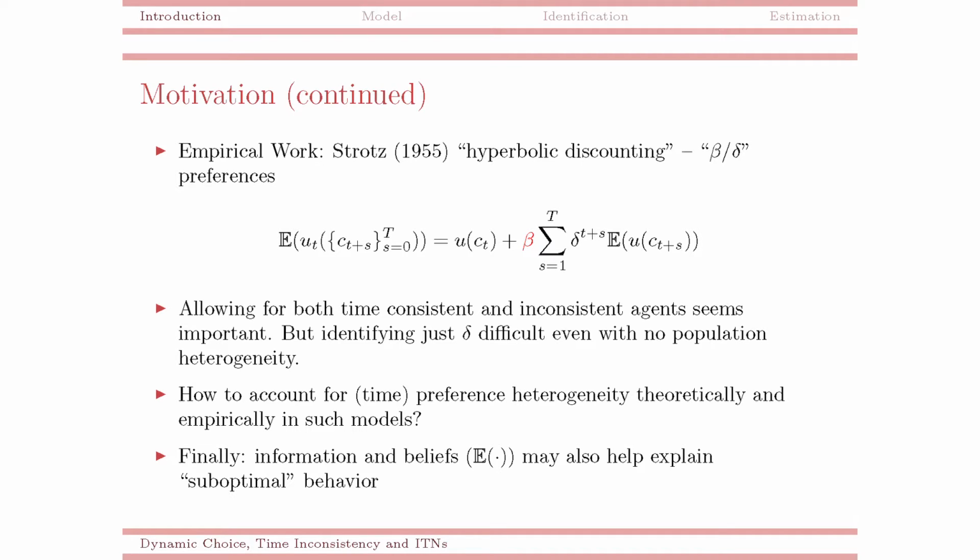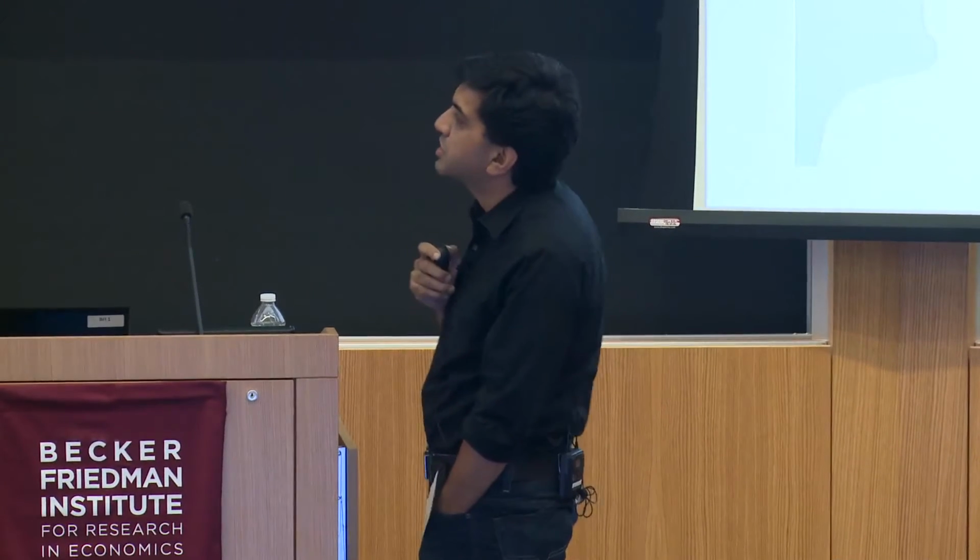Another thing we'd like to allow for in our empirical model is that some people should be time consistent, and perhaps some can be time inconsistent. So we'd like to allow for at least some basic kind of heterogeneity in the model as well. That's another complication we wanted to consider. And finally, another thing that's going to be useful when we talk about identification is thinking about how this expectations operator, or information about beliefs, might help us think about behavior that people might think of as non-standard.